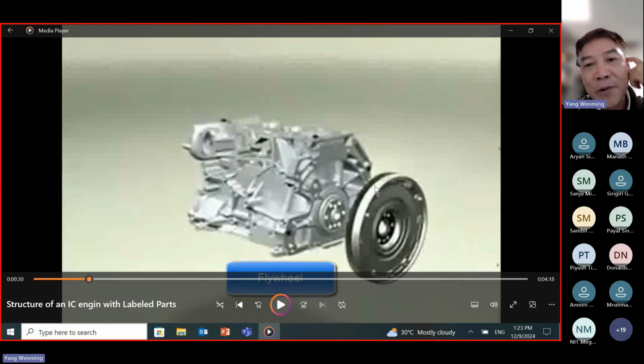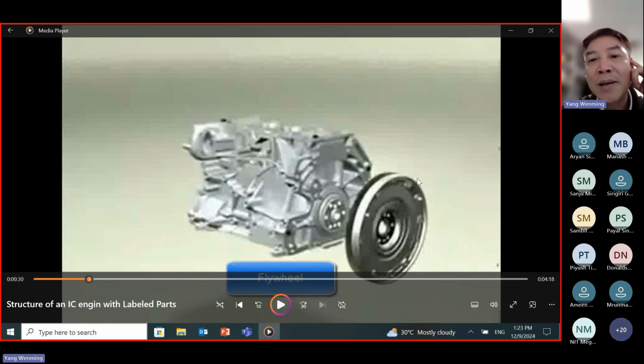Great, very good. This flywheel is actually very important. It can be used to store energy, because we have different strokes: power stroke, compression stroke, intake stroke, and exhaust stroke. Only the power stroke produces power. The intake, compression, and exhaust strokes consume energy. So where does the energy come from? From the flywheel, which obtains energy from the power stroke and uses it to drive the piston in the other strokes.